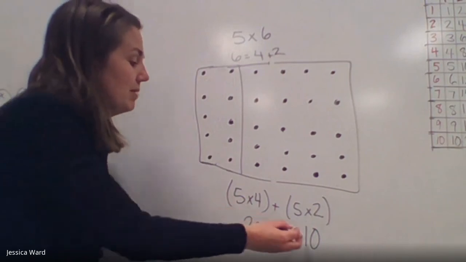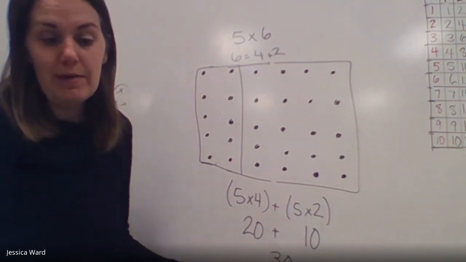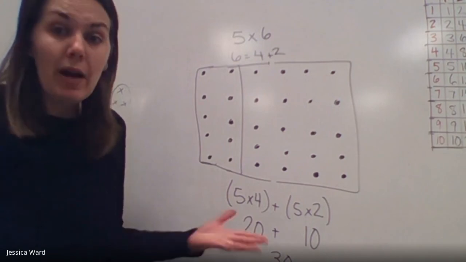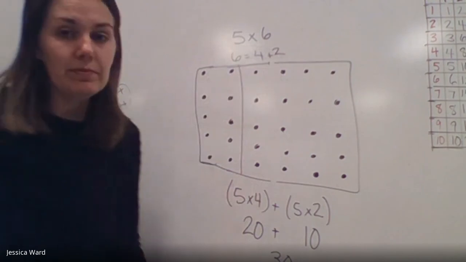So now I have 20 plus 10. There's 30 dots in this array. Okay, but I chose to break apart the 6 by thinking of it as 4 plus 2.